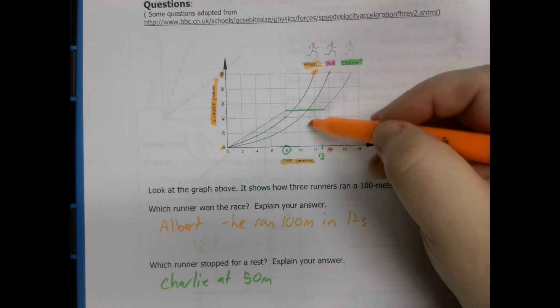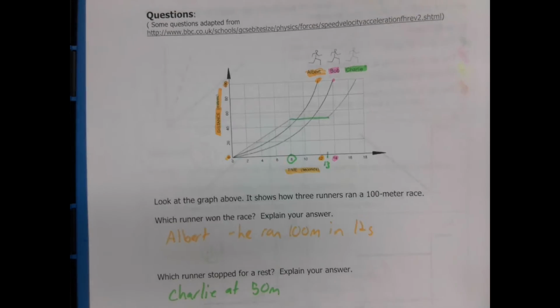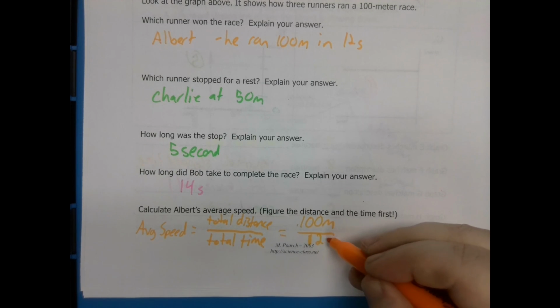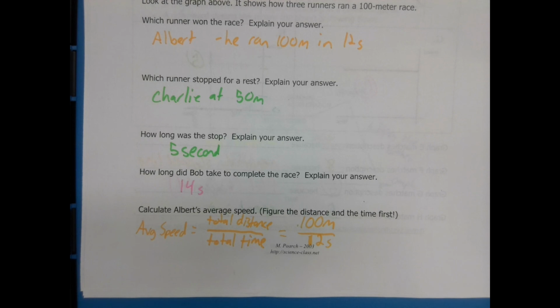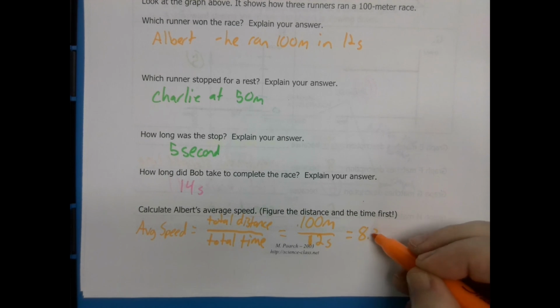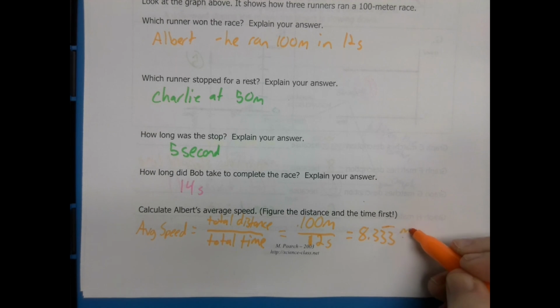And now we look at time. He went from 0 seconds to 12 seconds. So his total time was 12 seconds. So his average speed was 8.333 meters per second.